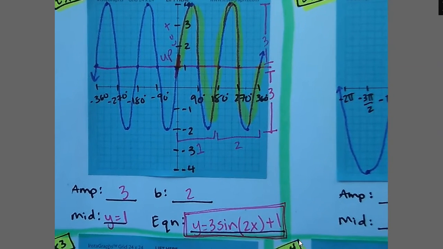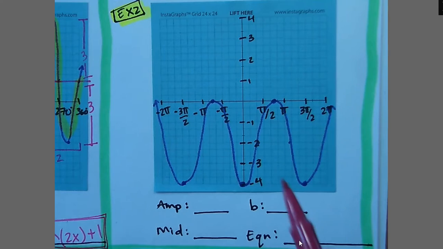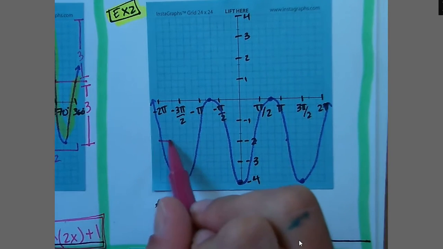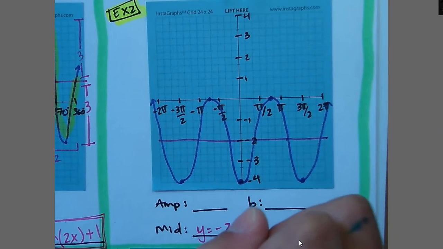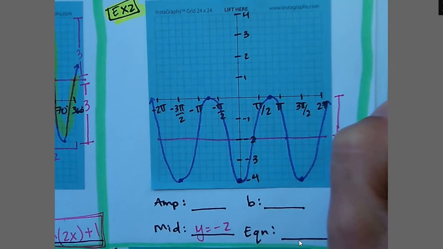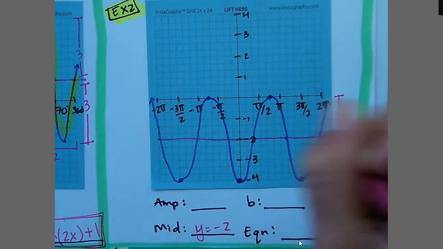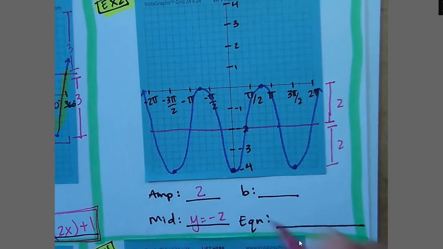All right, let's look at another example. Example number 2. Okay, we're going to start out drawing the midline again. And this one you can kind of eyeball is at -2. So the midline is at y equals -2. Then the amplitude is how far it goes up and down from that. So here it is going up 2 and down 2 from the midline. So this is your amplitude.